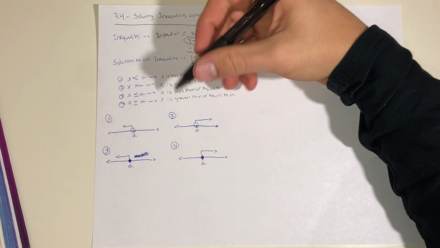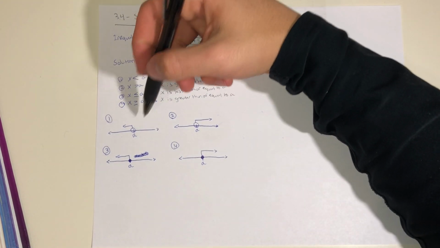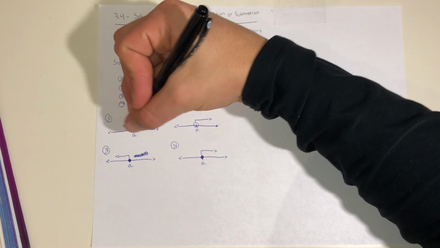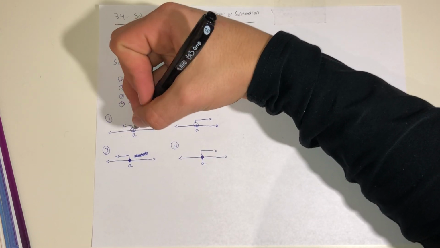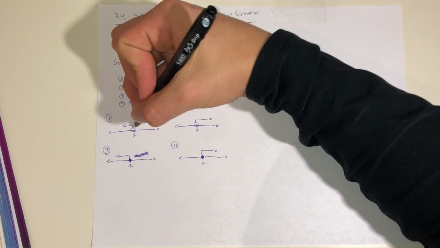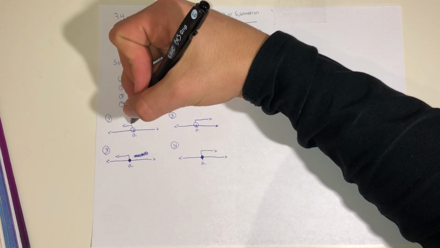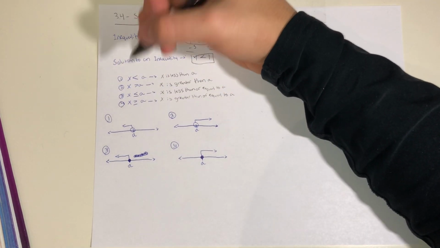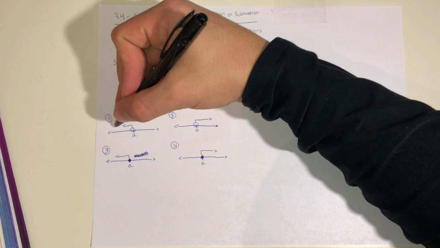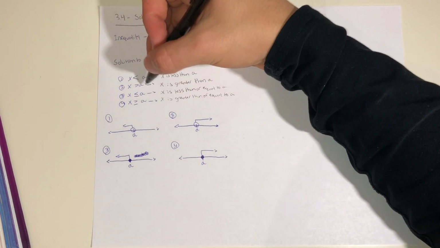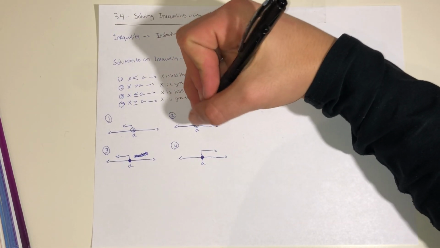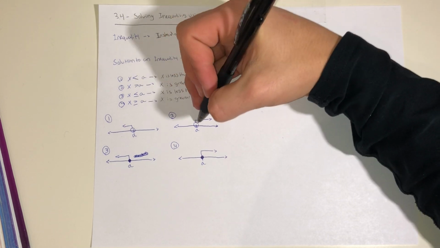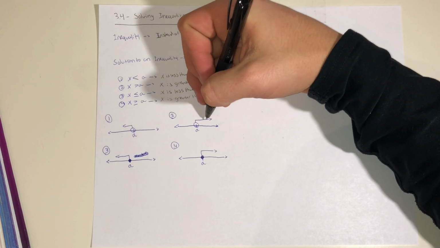Now, x is less than a, we express it with an open circle because since it can't be equal to a, the a isn't really included. We just have to make sure that we say that everything in the negative direction is included because x has to be less than a. For number 2, x is greater than a. Again, it's still an open circle because we're not including a, but x has to be greater than a, so we point in the positive direction.